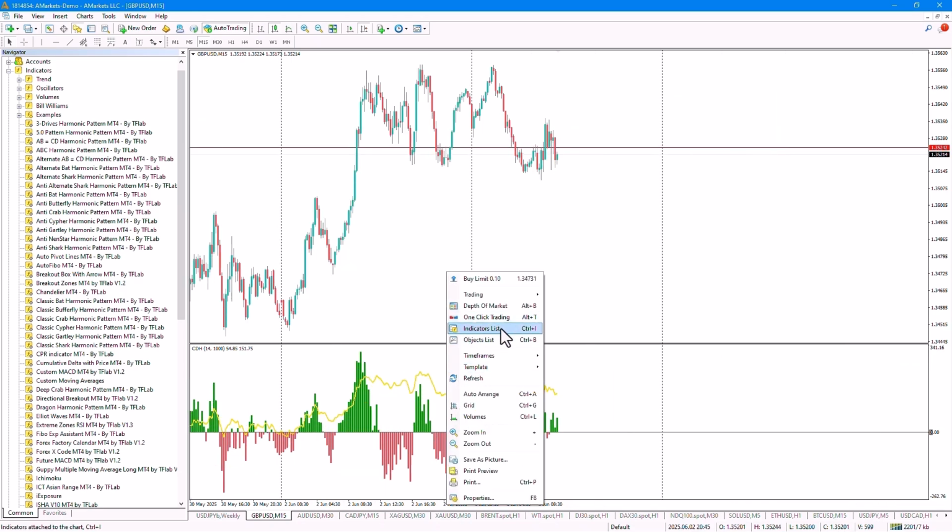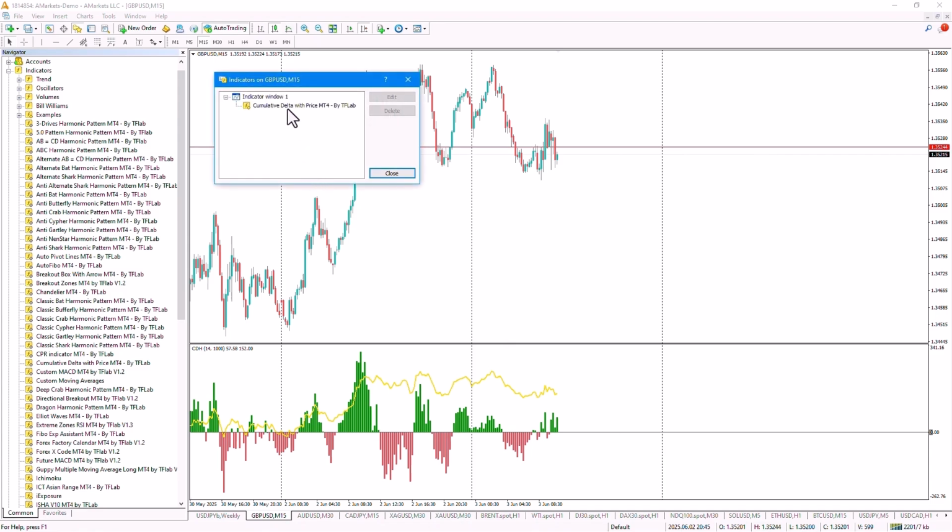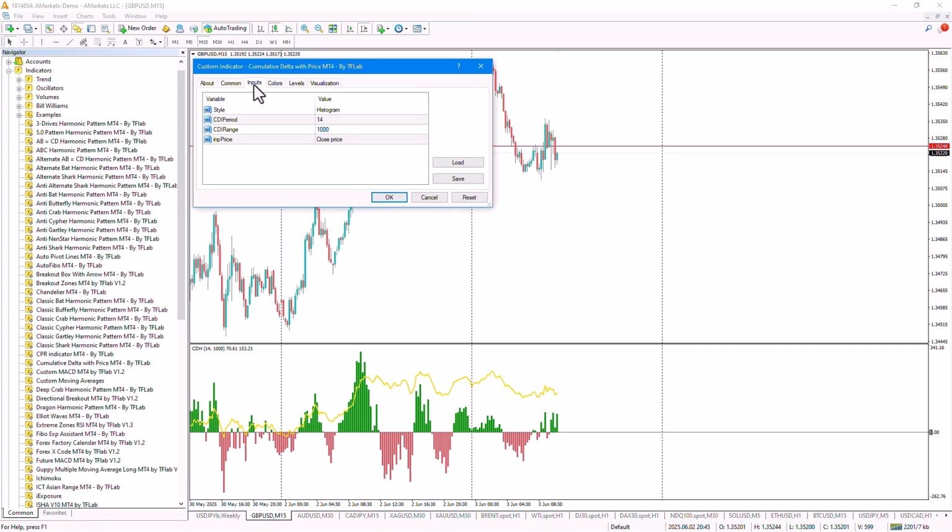In the settings section, under inputs, there are options available for us. In the first part, we can set the display style of the cumulative delta, which can be either histogram or line. In the next section, we can set the period for the moving average used in the calculations, which is set to 14 by default. In the next section, we can set the number of candles used to identify and display the histogram, which is set to 1000 candles by default.